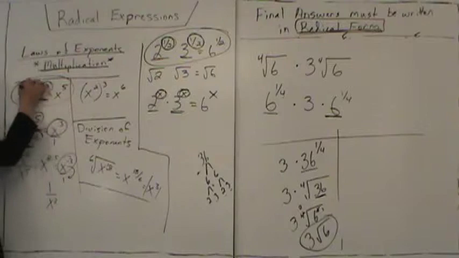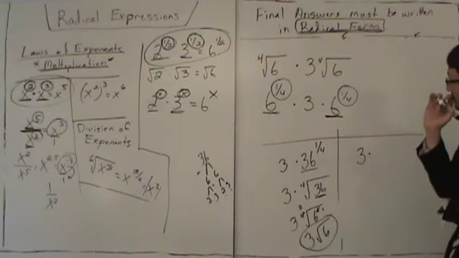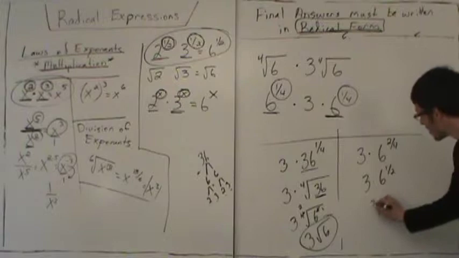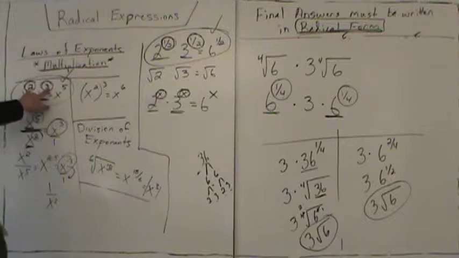So notice, the second way to do this problem is to notice that the bases match. We can add 1/4 and 1/4. So we end up with 3 times 6 matches 6, so the 6 will not change. Add the 1/4 and the 1/4. We get 2/4. We can reduce this as 3 times 6 to the 1/2 power, which is 3 times the square root of 6, and we're done in much less time. So I always tell students, which of these two properties is easier to use? If the bases match, you add the exponents is always an easier property.